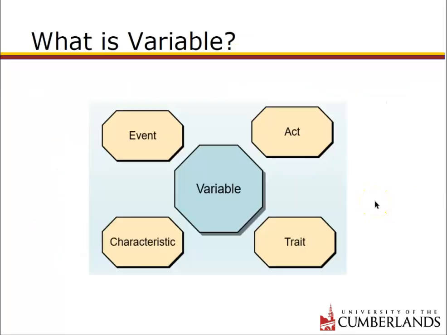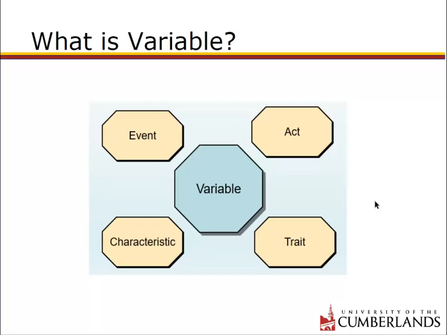So what is a variable? This diagram helps us visualize the concept of variables by showing how they connect different aspects of entities we want to analyze. Variables serve as a bridge between abstract concepts and measurable characteristics. The central concept of variable is connected to several ideas: event, act, characteristic, and trait. This illustrates that a variable can capture different types of information about the subject we're studying.